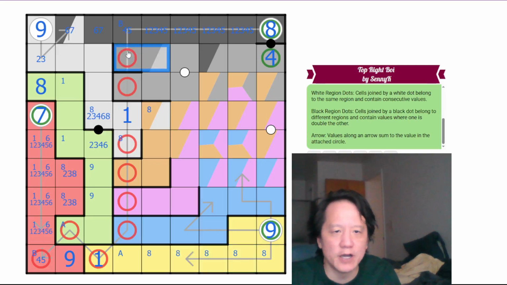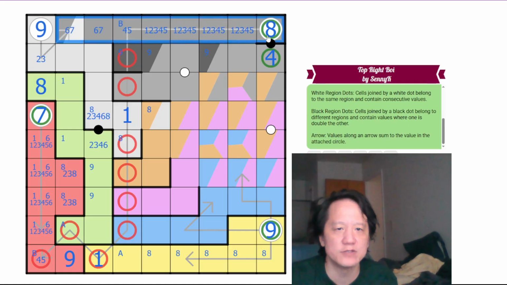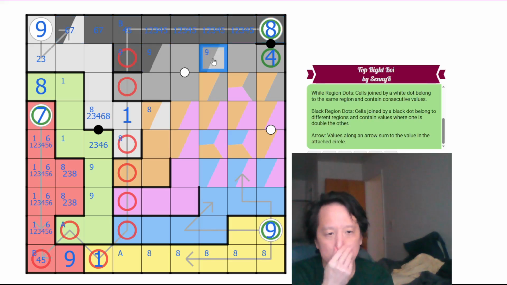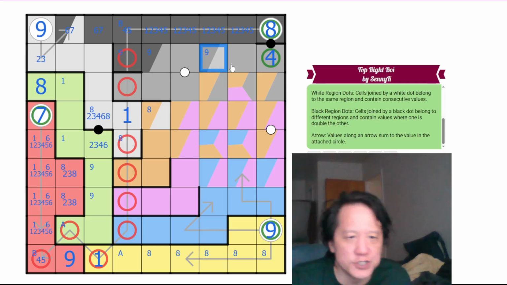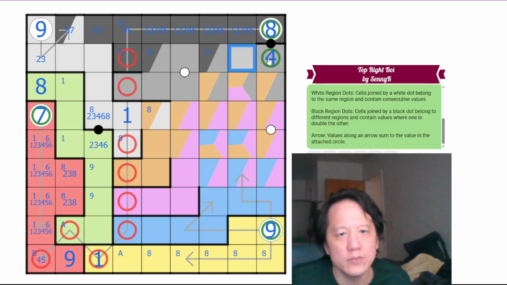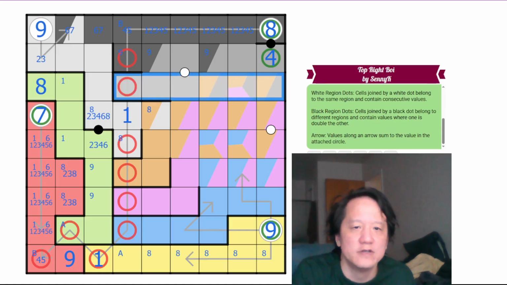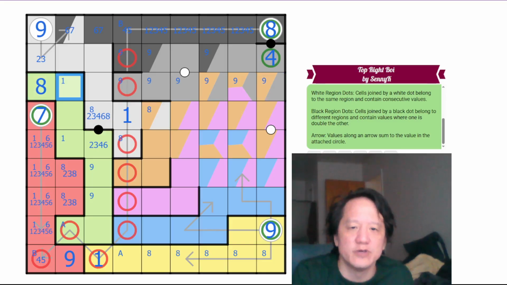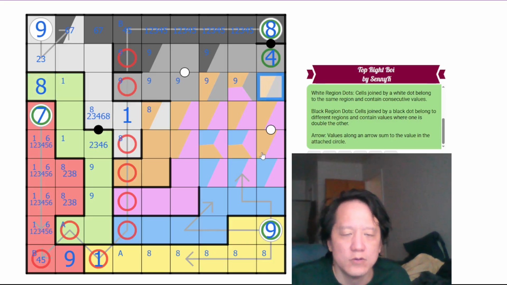Okay, we also know 9 has to be one of these 3 cells here. We need a 9 in the dark region. It can't be any of these cells. It has to be one of these 3. Okay. Medium region has the same issue, right? We have to have a 9. It cannot be any of these. So 9 has to be one of these 6, but without this one here. So one of these 5 cells is a 9.